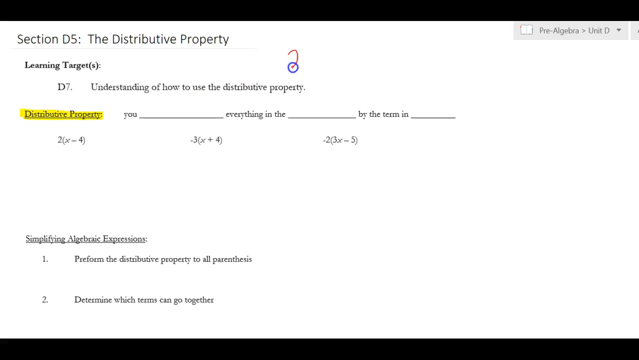and you can't see it, but there is actually, let's rewrite it up here. There's actually a times sign whenever a number touches a parentheses. So I'm going to distribute this 2 to everything inside of the parentheses. So you're going to multiply everything in the parentheses by the term in front.